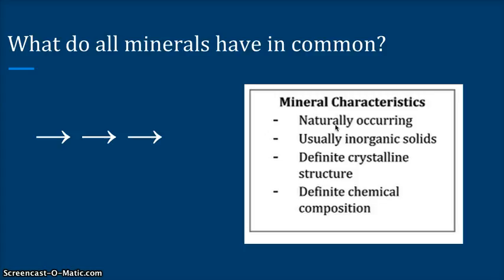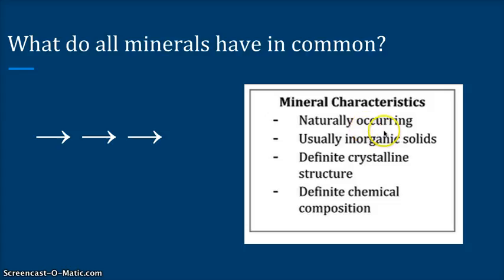So what do all minerals have in common? The characteristics that all minerals have is that they are naturally occurring. They are inorganic, meaning that they weren't formed from anything that was living before. They have a definite crystalline structure, which basically means that all the way from the atoms building up and up over time, you have a crystal that is built up from that. And wherever you take a sample from that mineral, whether it's on the top or the side or the bottom, the chemical composition is going to be the same. So these are four characteristics that all minerals have.